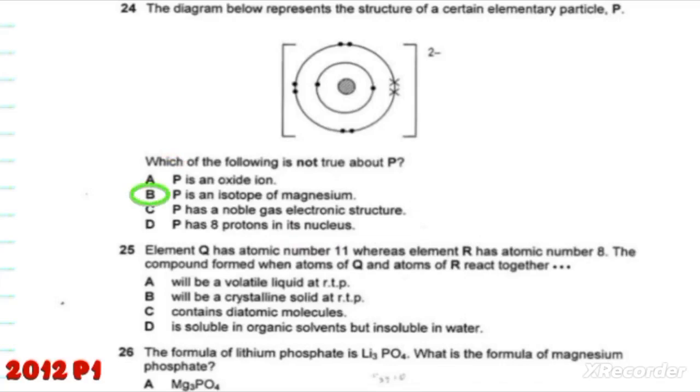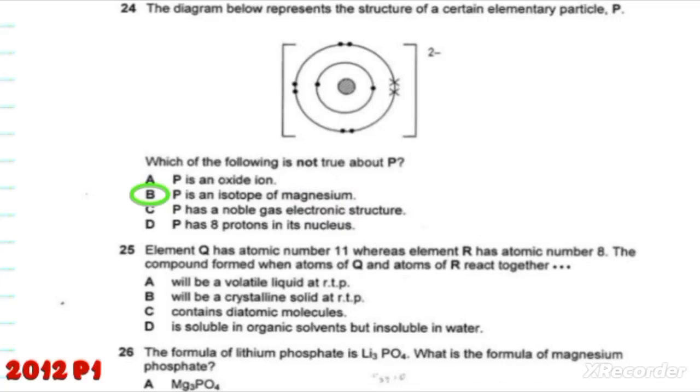Why are we saying B? P is not an isotope of magnesium. An isotope is an atom of the same element with the same proton number or atomic number, but different mass number or different neutron number. But we have seen that P is not an isotope of magnesium.